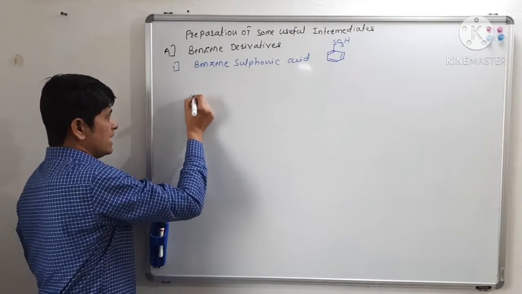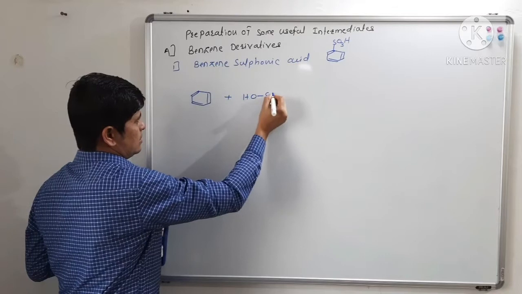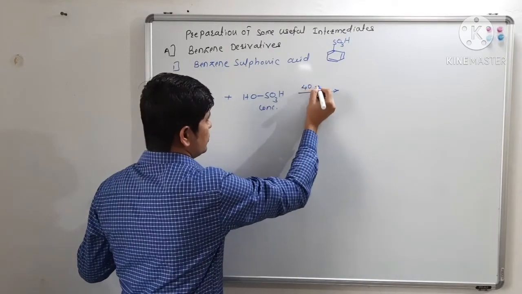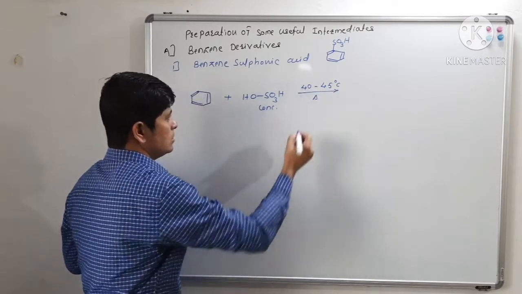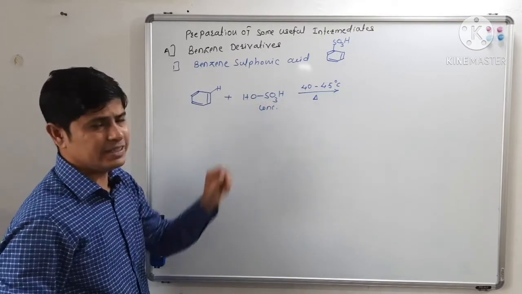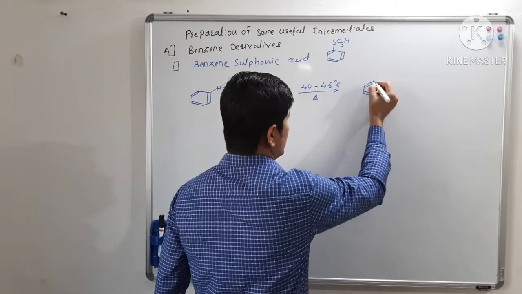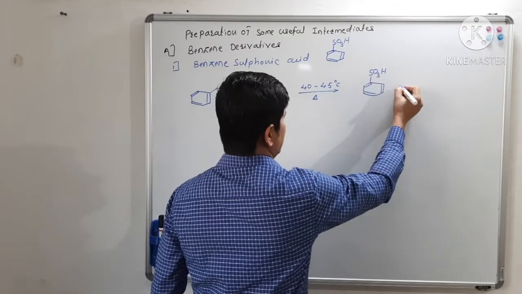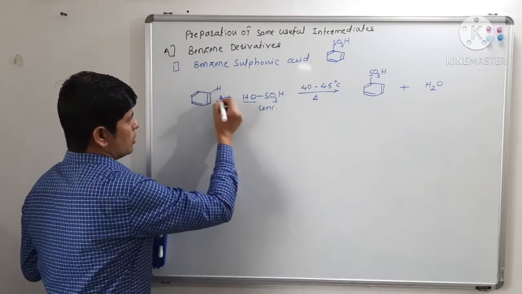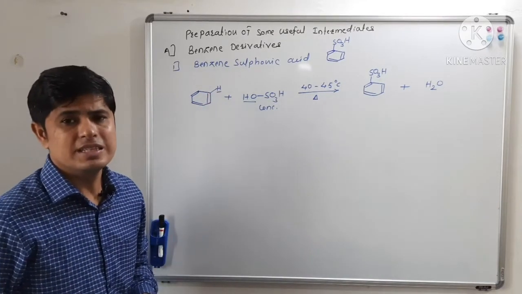For the preparation of benzene sulfonic acid, benzene is reacted with concentrated sulfuric acid at 40 to 45 degrees Celsius. I have written the concentrated sulfuric acid in this form. To get benzene sulfonic acid as the product, the byproduct will be a water molecule, OH and H. This SO3H will get joined to this benzene ring carbon, so we will get benzene sulfonic acid as a product.